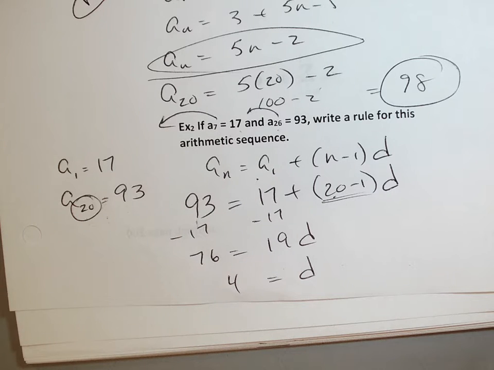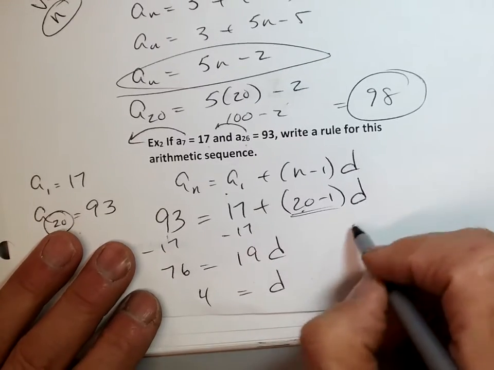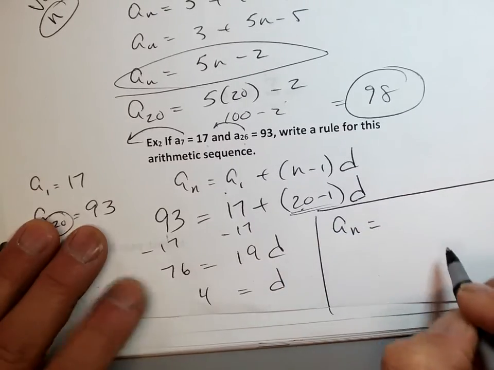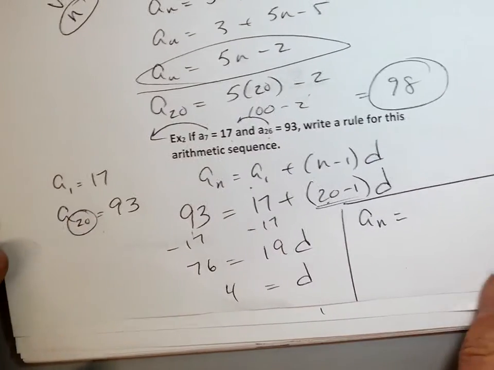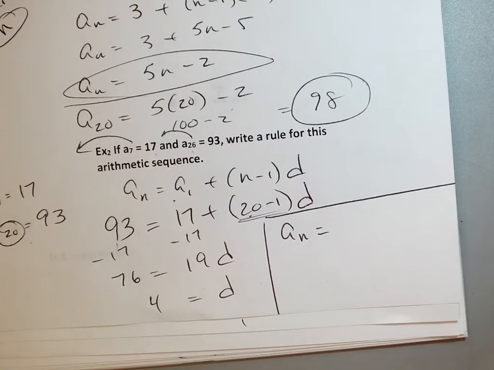So let's make a formula. What I know so far is this on my formula. Here's my formula: A of n equals A1. I don't know the first term, though. I can solve for the first term. In fact, let's solve for the first term.